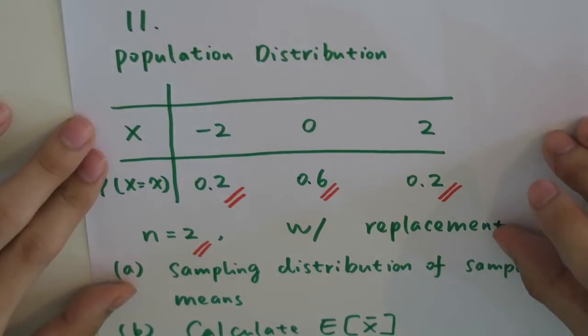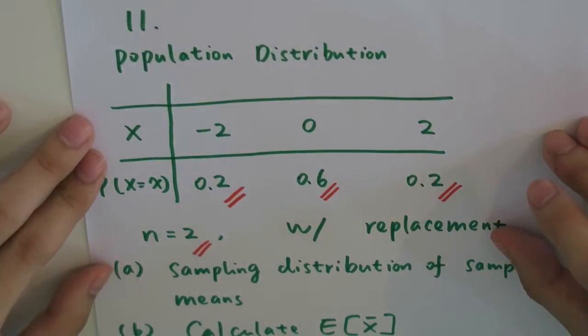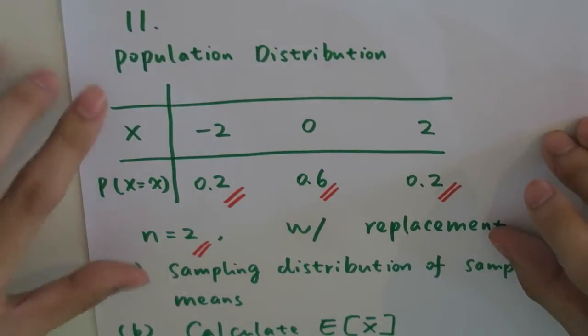Hello everyone. Now let's look at the last question of our midterm test, question 11. This question is on sampling distribution of sample means. This topic is covered in our lecture 6, which is the last lecture before the recess week. So let's look at the question itself first.